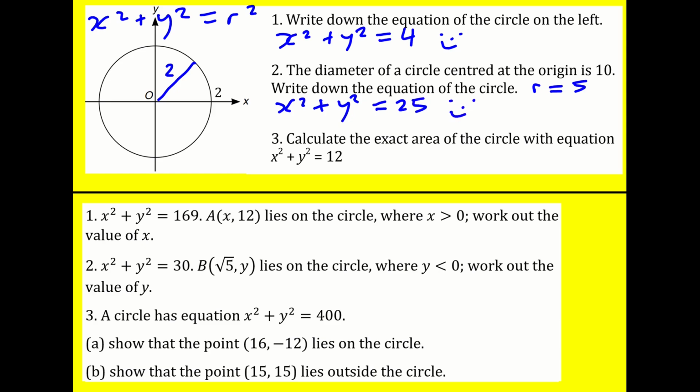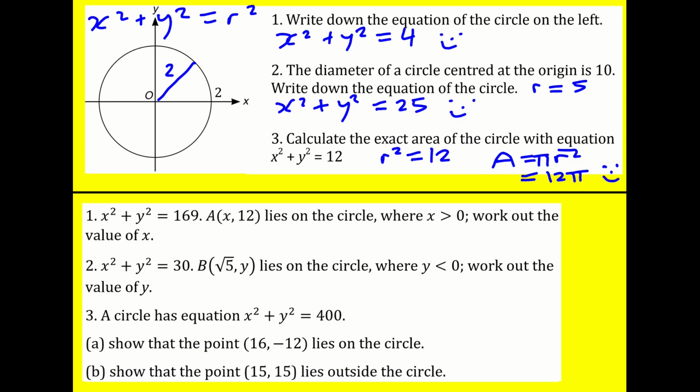Calculate the exact area of the circle with equation x squared plus y squared equals 12. Well, that means that r squared is equal to 12. And we could square root it to get r. But actually, the area of a circle is pi r squared. And so it's just going to be pi times 12, or 12 pi. We actually get the area really quickly.